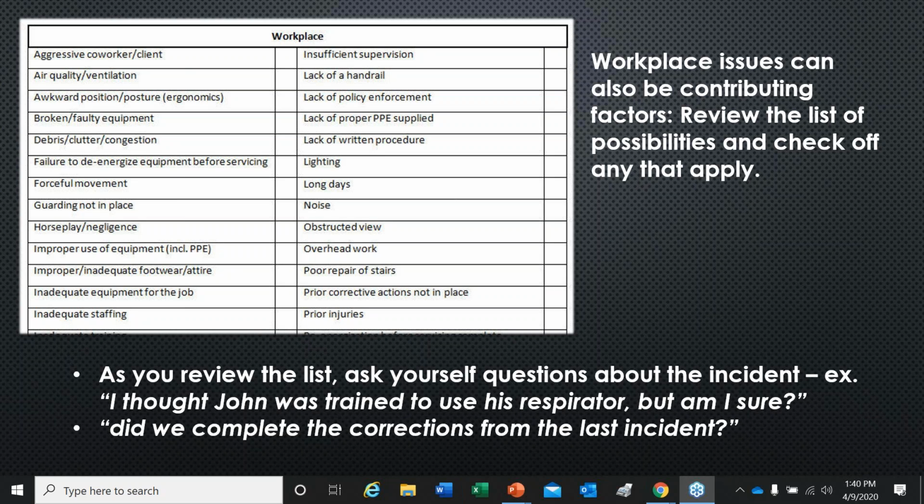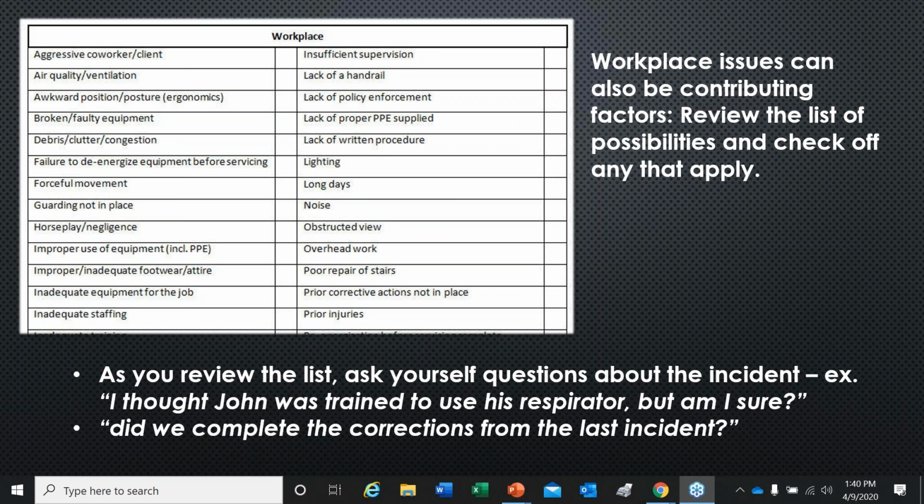If there were workplace issues that were contributing factors, we've got a list of possibilities on here. If lighting is out there, maybe the people are working long days. If any of you have people that work 4 10-hour days and your incidents are occurring in the last 1 to 2 hours of the job day, maybe that's something you should consider to be a potential for change of your shifts.